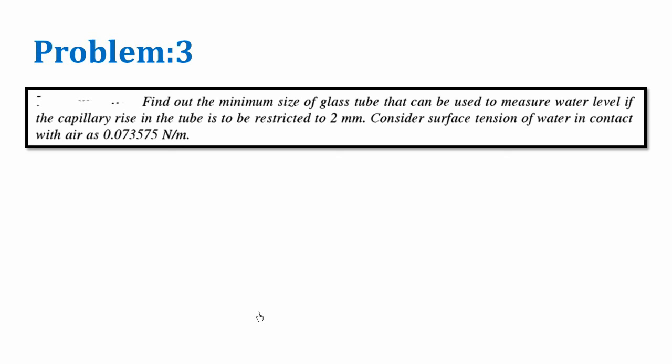Then we will see a problem. Find out the minimum size of a glass tube that can be used to measure water level if the capillary rise in the tube is to be restricted to 2 mm. Consider the surface tension of the water in contact with air as 0.073575 Newton per meter. Here we need to find the minimum size of the glass tube, so we need to calculate the d value that can be used to measure the water level.